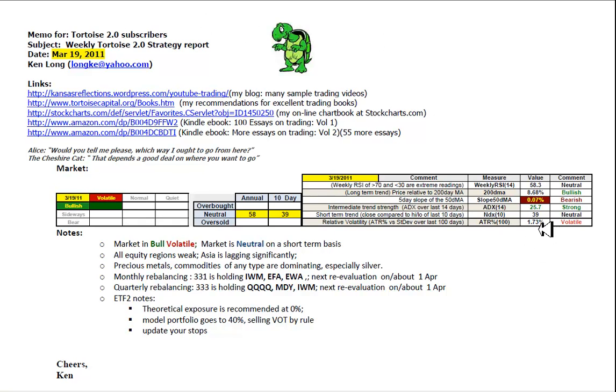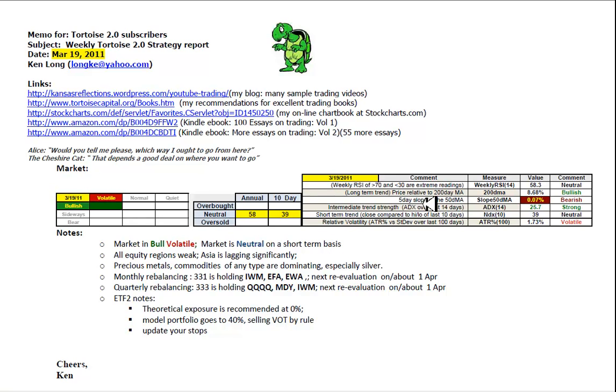The ATR percentage is up to 1.73%, so at the high end of volatile compared to the last 180 days. And once again, we see the effect of rising volatility on returns. It's inversely correlated. All of the equity regions of the world market model are weak, Asia especially lagging significantly. Precious metals and commodities are dominating right now, especially silver.